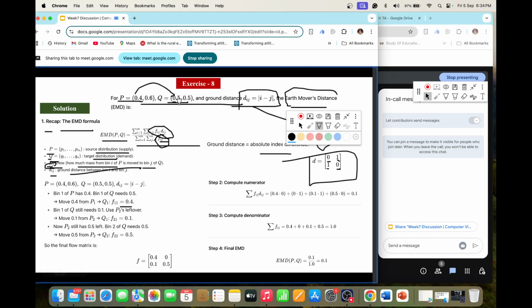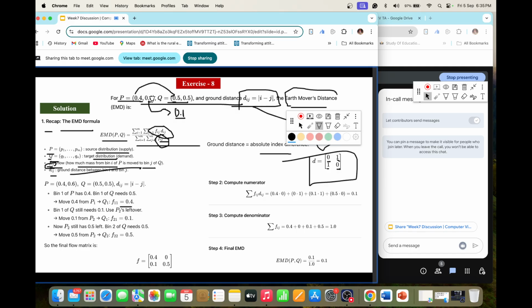Now after you transfer 0.4 to 0.5, you still have a deficiency of 0.1, right? To clear that deficiency, you can take help from 0.6. So 0.6 is the source, but your deficiency here is 0.1. So you can just move 0.1 from here to here.